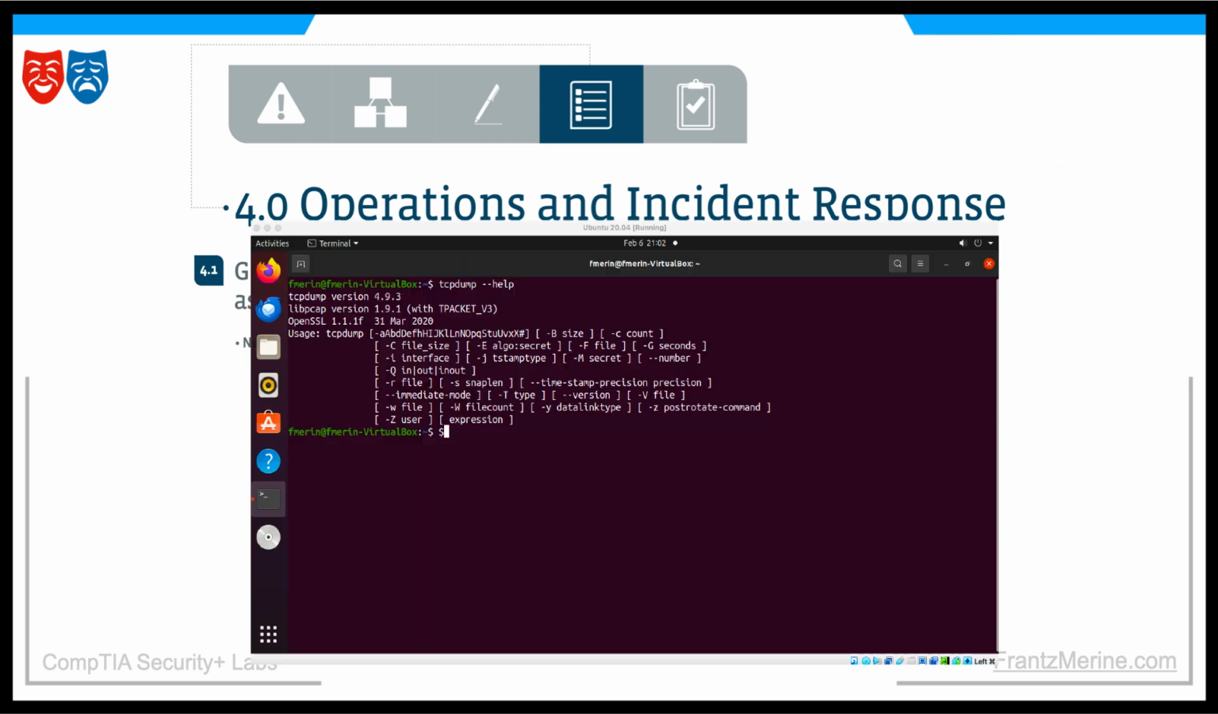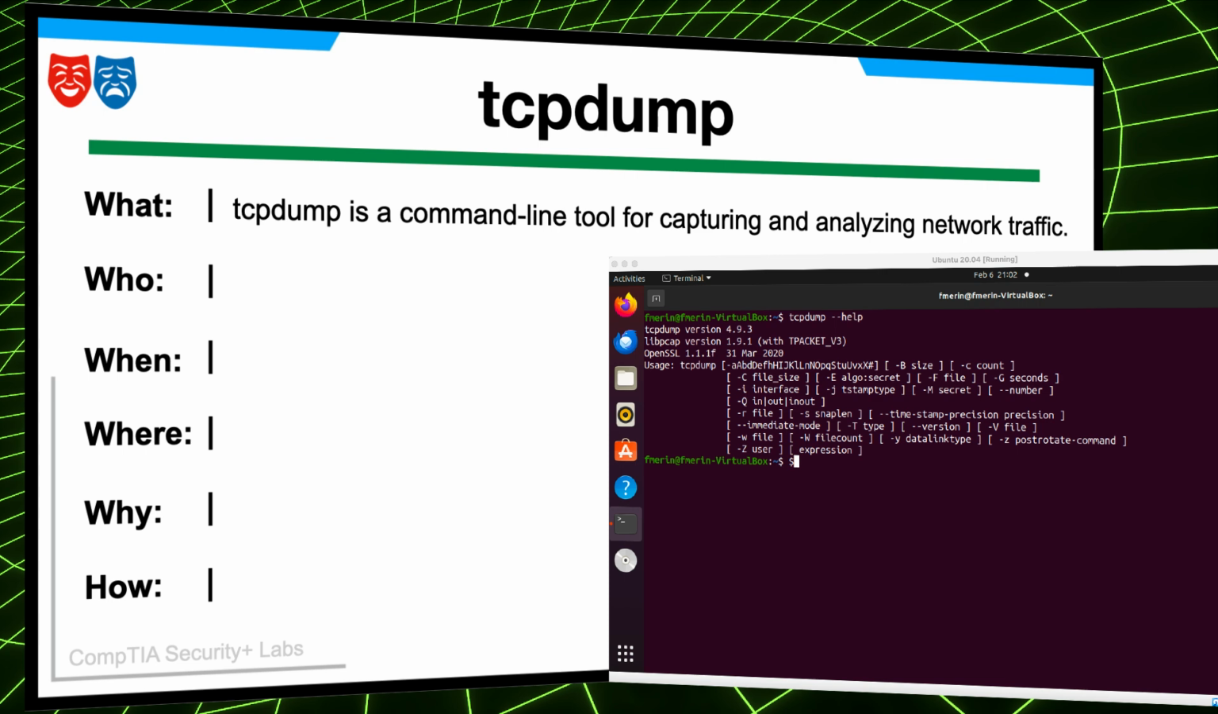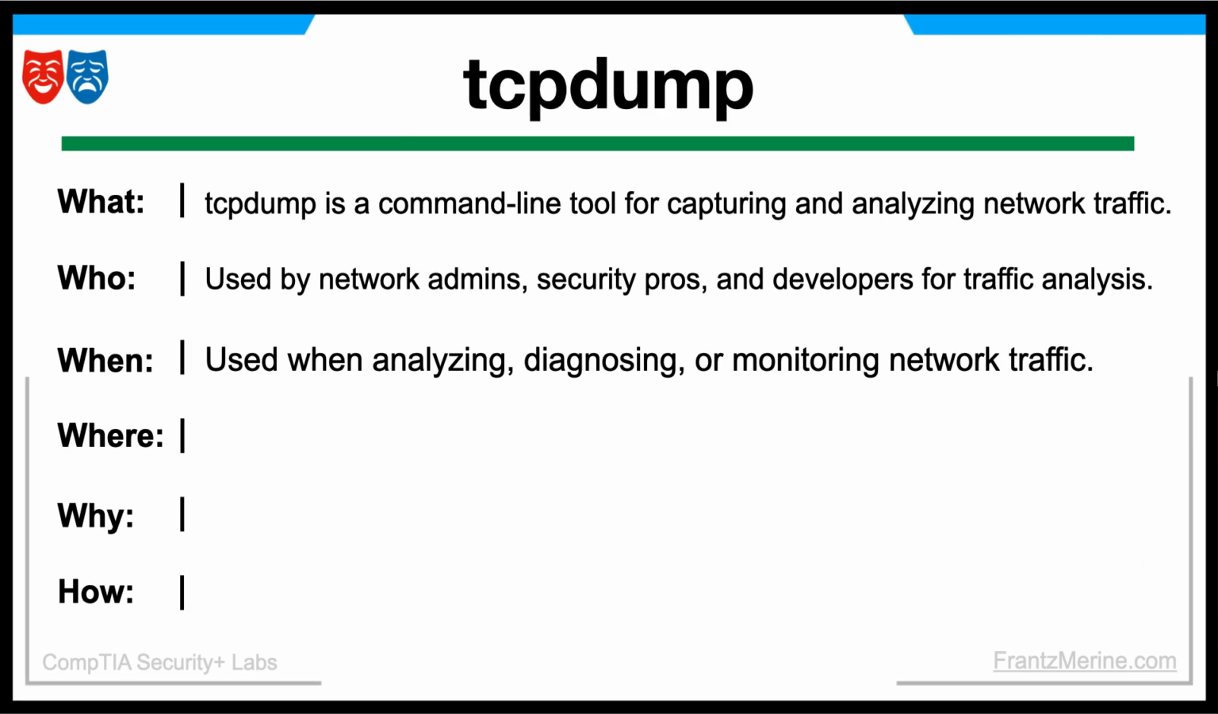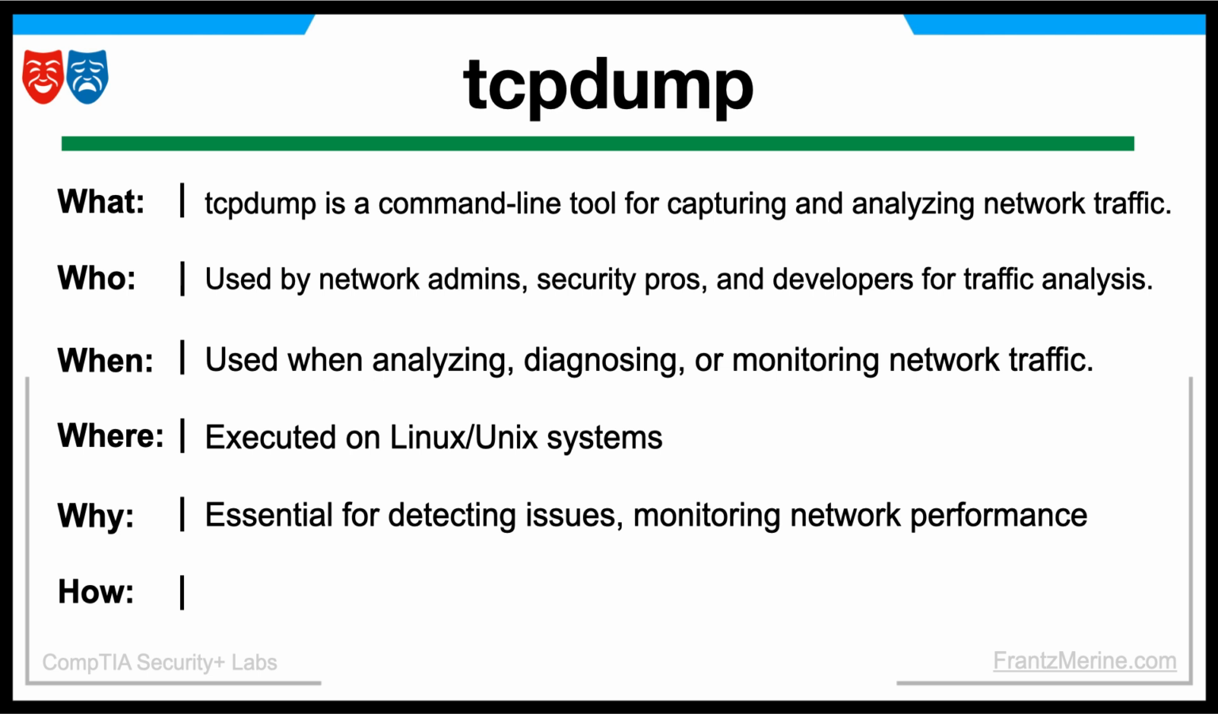So what is Tcpdump? Tcpdump is a powerful command line tool for capturing and analyzing network traffic. Network administrators, security professionals, and developers rely on Tcpdump to monitor and troubleshoot network communications. It is typically used when you need to diagnose issues, analyze traffic, and ensure everything is running smoothly on your network. You can run Tcpdump on Linux or Unix systems, capturing packets directly from a specified network interface. The tool is essential for detecting issues, monitoring network performance, and identifying potential security threats.